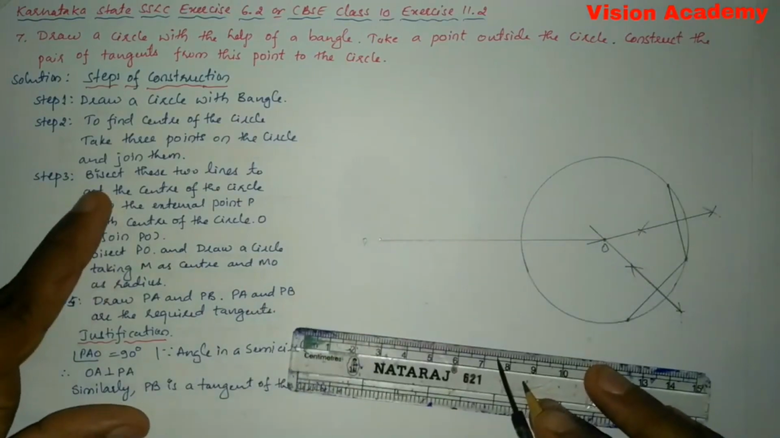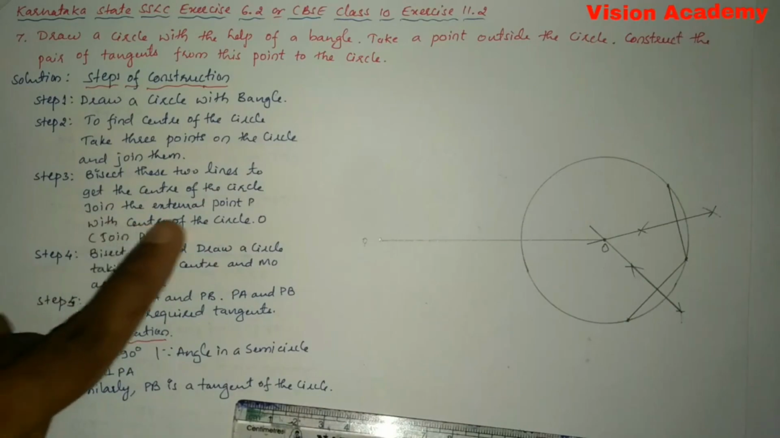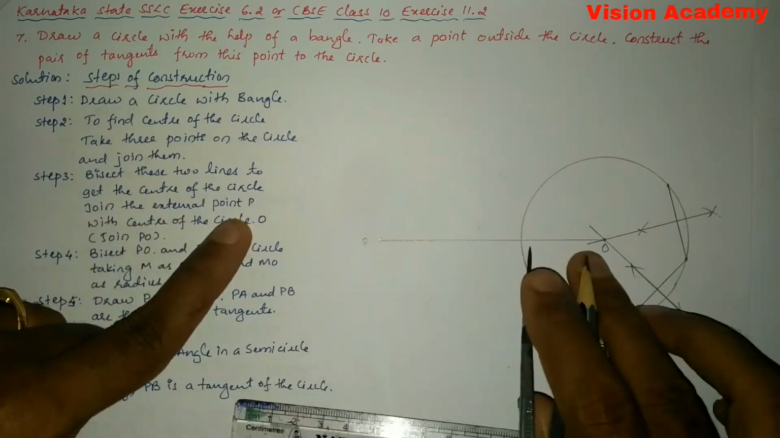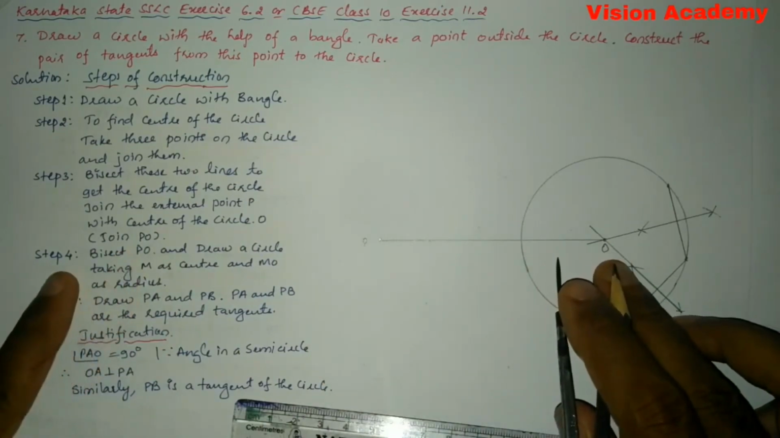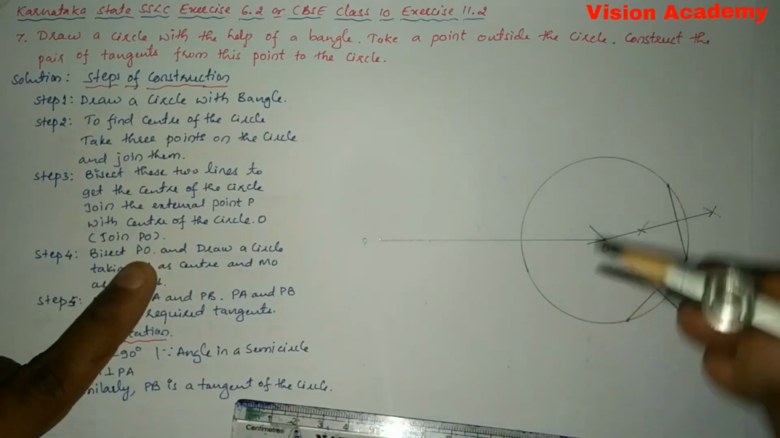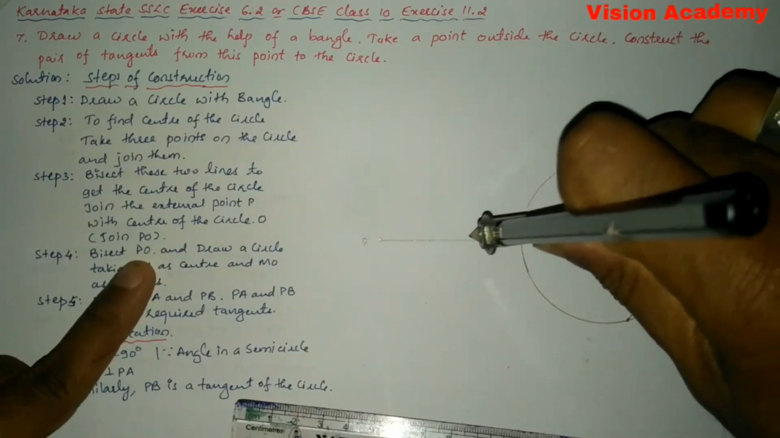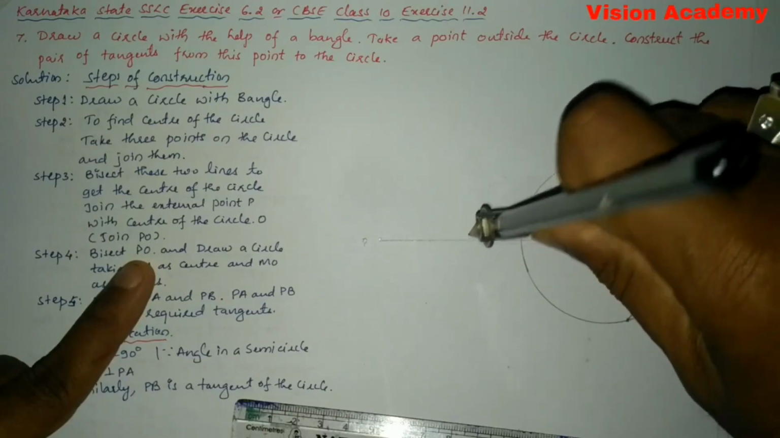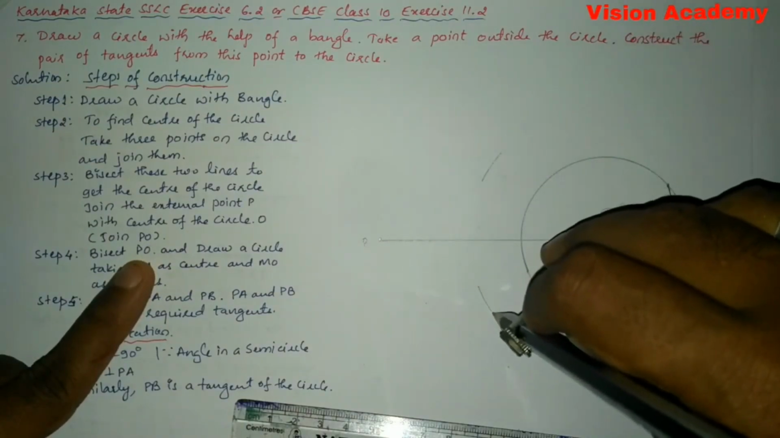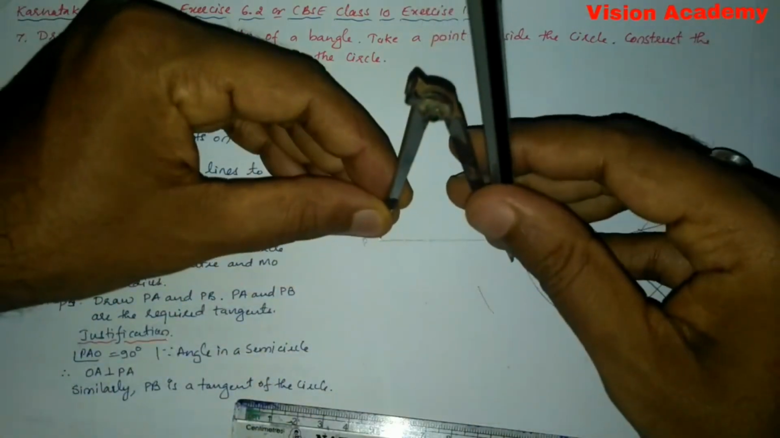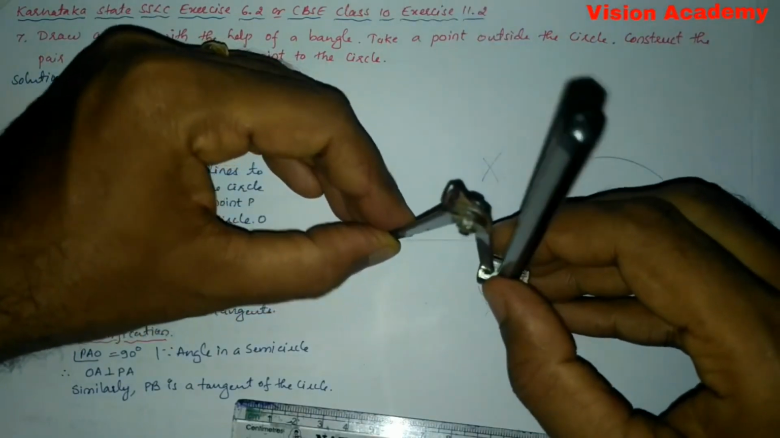So here you can see step 3, bisect these 2 lines to get the center of the circle, and join the external point. We have already joined the external point with the center of the circle O, that is, join PO. Next, step 4, bisect PO. In order to bisect PO, we'll have to take a length more than half of this PO. So let us draw one arc here and one arc here, and keeping on point P, let us draw another arc that cuts at this particular point.